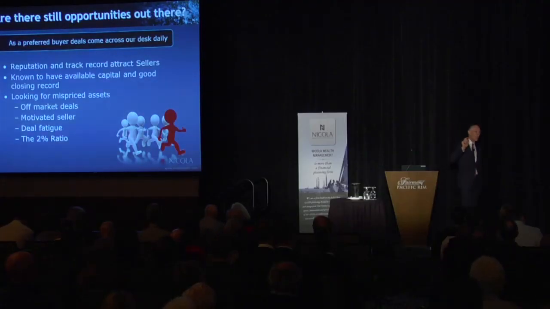And then there's what I call the 2% ratio. Of every 100 properties that we look at, 80% of them get eliminated right away because they're in the wrong market, they're the wrong type of asset. But the 20% that's left, we go and we have a look, we do some due diligence, and of those 20, there's about 8 that we'll actually write an offer on.